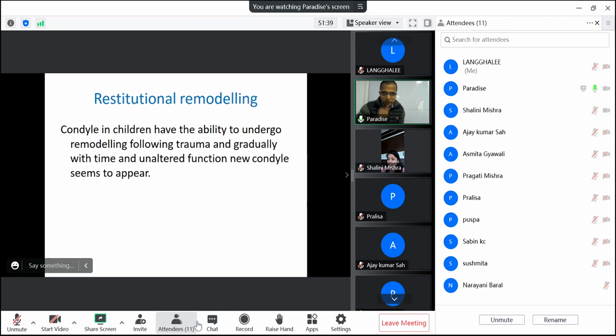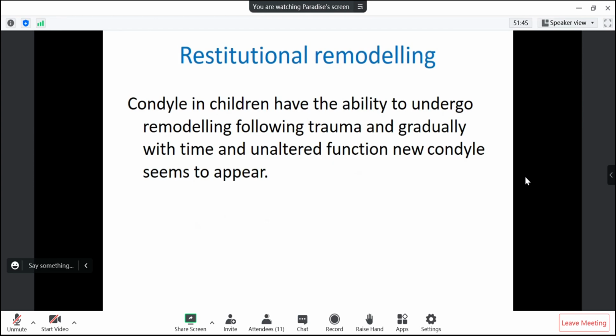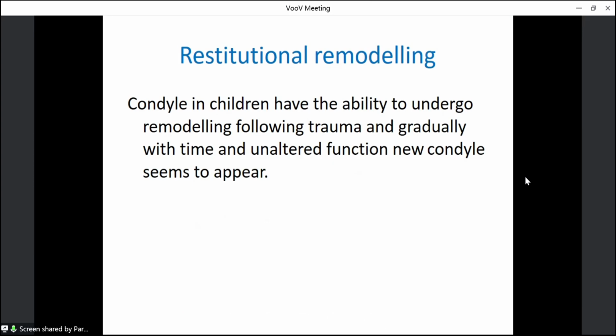Now, there is something called restitutional remodeling. It is present only in pediatric patients. In children, the condyle has the ability to undergo remodeling following trauma, and gradually, with time and unaltered function, a new condyle appears. This phenomenon is known as restitutional remodeling. Due to the presence of a huge amount of osteogenic cells and good remodeling capacity in pediatric patients, even though the condyle is fractured, the new condyle will be formed.